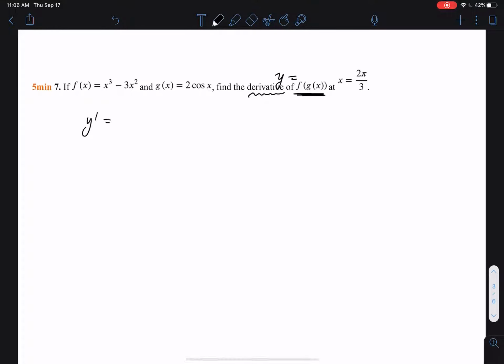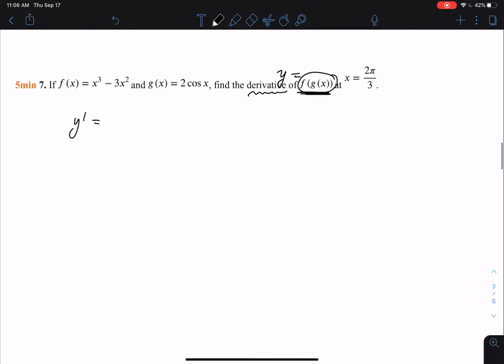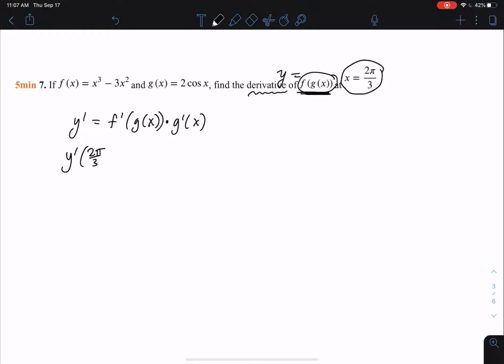So proceed as always. Y prime will be, what rule will we use here? G is inside of f. So it's chain rule. Derivative of the outside, inside guy stays the same, times the derivative of the inside. Okay, and we want to find the derivative at that point. So next step, plug in 2 pi over 3. Notice I haven't even touched these yet because it will get more complicated if you try to plug them into each other. Save it till the end.